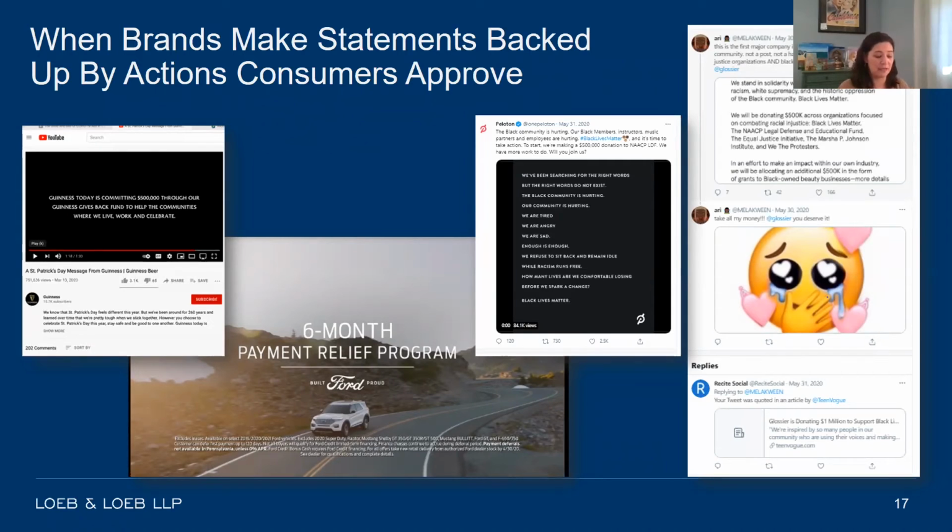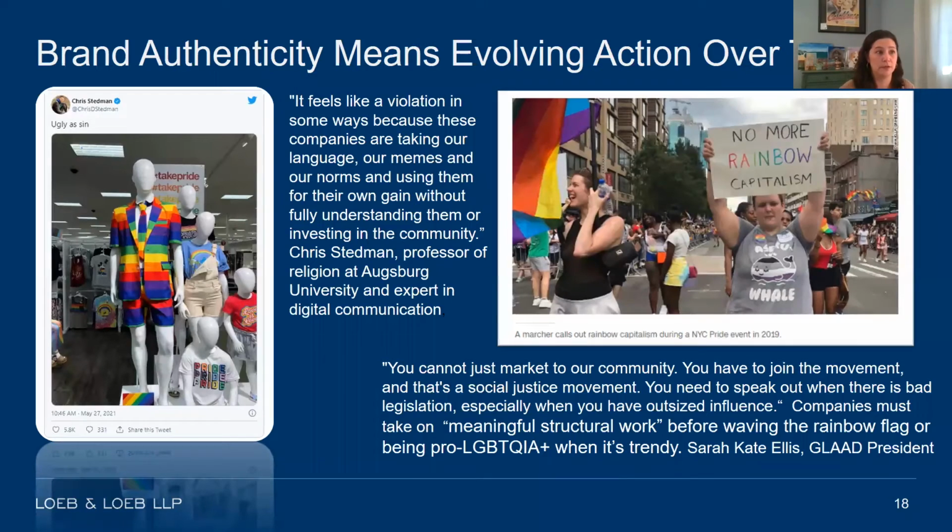Some examples of that are Ford, who was the first car company to offer COVID-19 payment relief, but they also were creating ventilators and air filtration systems. Guinness had a St. Patrick's Day ad of hope that they put out very soon after the pandemic started, but they were also donating to local communities, and they were using their breweries to bake bread for local communities.